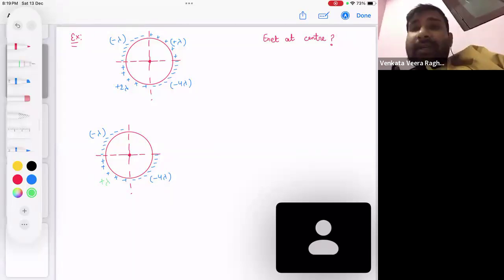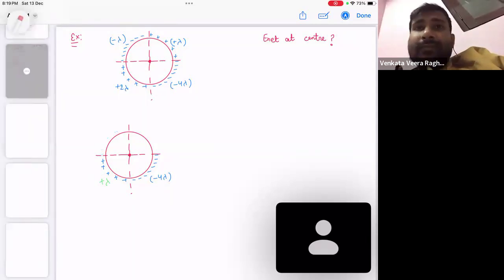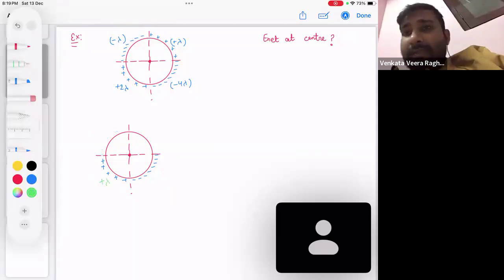Now look at this one. Can I again do the same thing here also? Minus lambda, minus 4 lambda. Please tell me, if I eliminate it, what will I get here? Will I get minus 3 lambda after eliminating here? Please tell me. Do you understand this one?